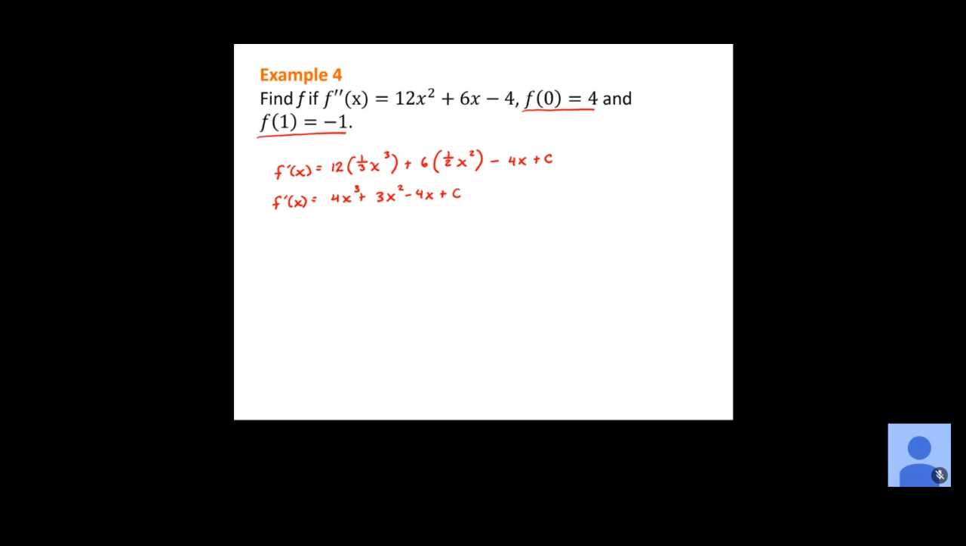Now, do we have anything that we can substitute in at this point? No, right? We're not given any information about f prime, so we can't substitute anything in. We need to get all the way down to f of x to be able to substitute any of that information in there. So now what are we going to do?